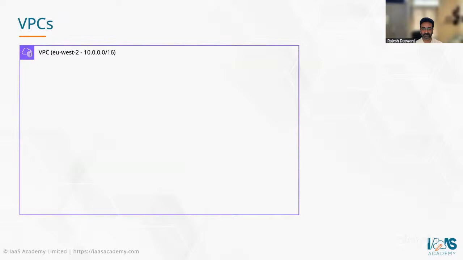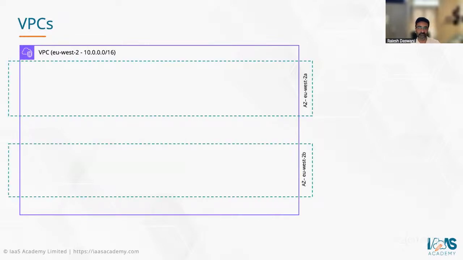So VPCs first. VPCs allow you to build virtual private clouds or virtual networks in the cloud. They span the entire region. Okay, they don't span across regions. This is something you must remember for the exam. So a VPC spans the entire region, and that means it spans across all of the availability zones in a region. In the UK, we have the London region, which has 3 availability zones. It will span across all 3 availability zones. In North Virginia, which comes with 6 availability zones, your VPC will span all 6 availability zones.